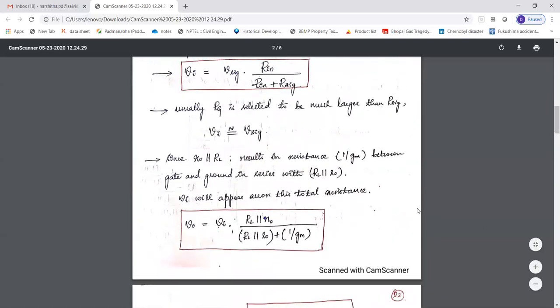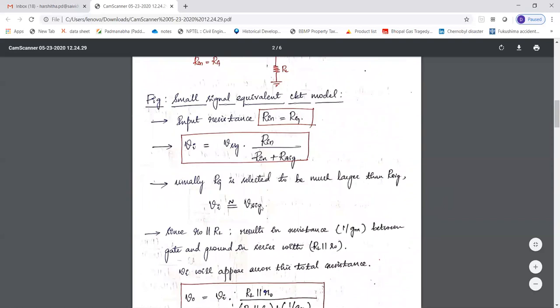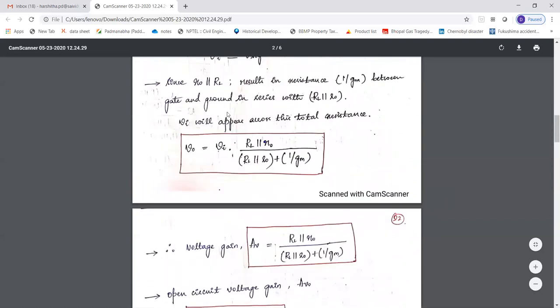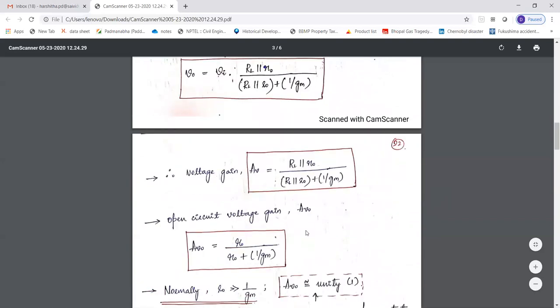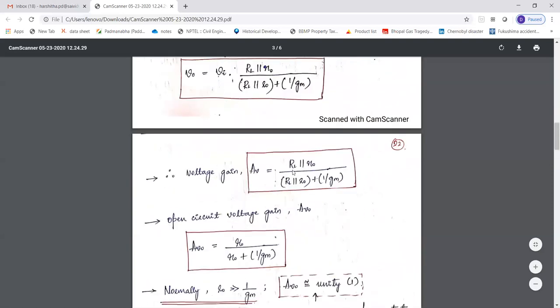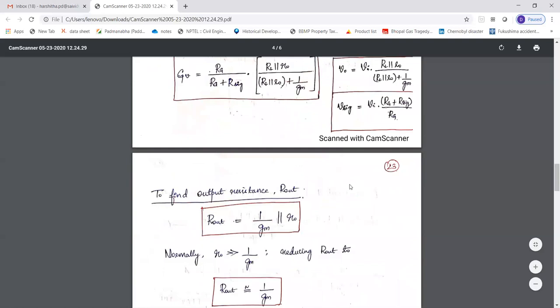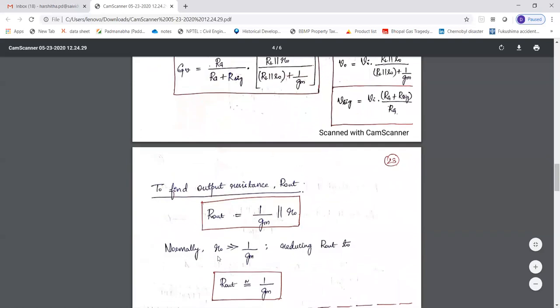So let's just revise. First, what we found out? We found out the input resistance Rin and then the input voltage Vi. Next we found out the output voltage, and from these two equations, we found out the voltage gain Av. After this, we found out the open circuit voltage gain by neglecting RL. Next we applied this condition for Av0, so Av0 reduced to unity. Next we applied the same condition to the equation of voltage gain Av, so Av will reduce to so much. After this, we found out the overall voltage gain Gv. And next we found out the output resistance, and for that also we applied the condition R0 is much greater than 1 by Gm. In that circumstance, Rout will reduce to 1 by Gm.